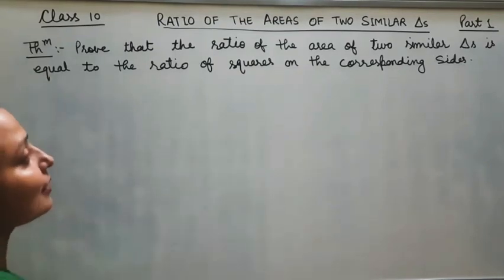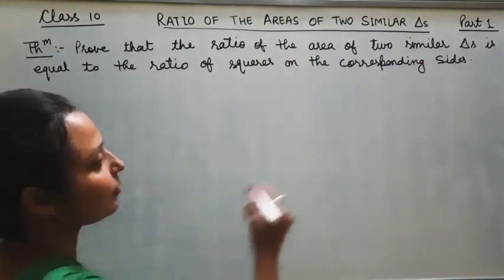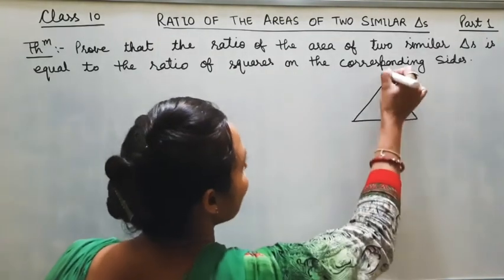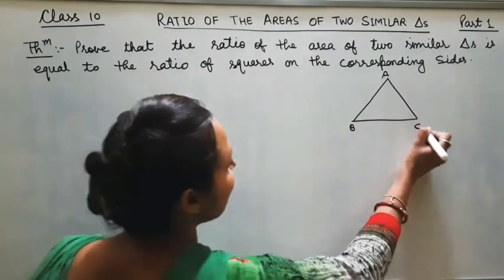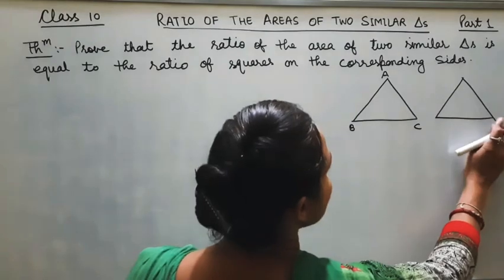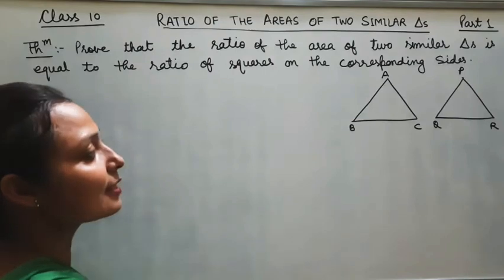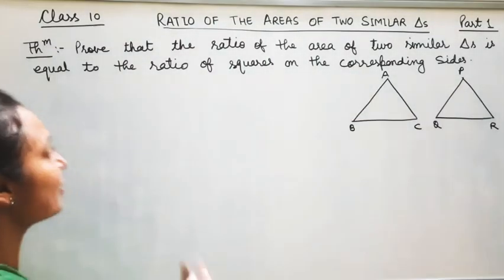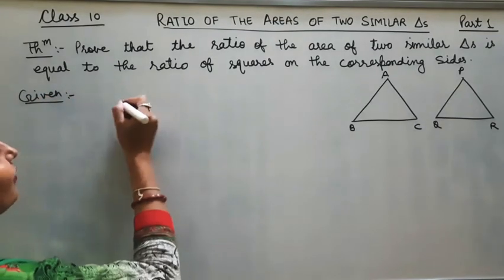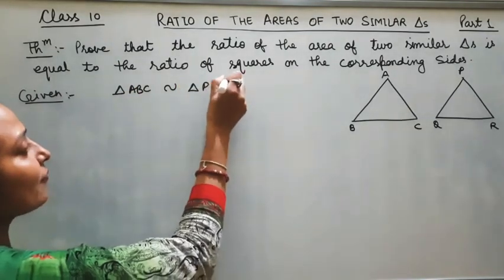I will show that. It is given that there are two similar triangles. You have to take two similar triangles. Let us suppose the first is ABC, and the second one is PQR. These are P, Q, and R. So it is given that both triangles are similar. In the theorem I will first write Given: triangle ABC is similar to triangle PQR. It is given to you.